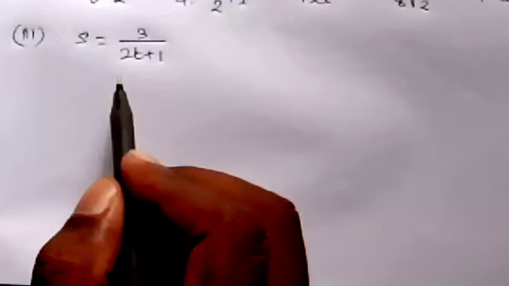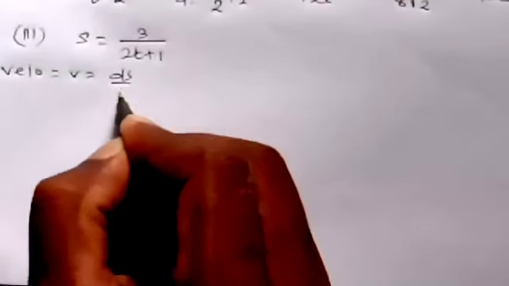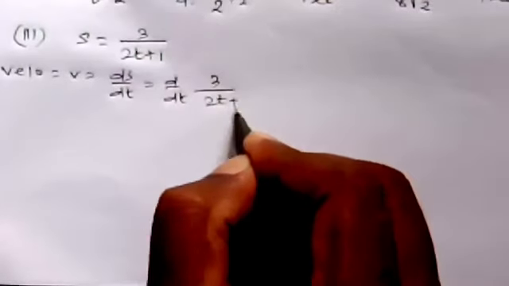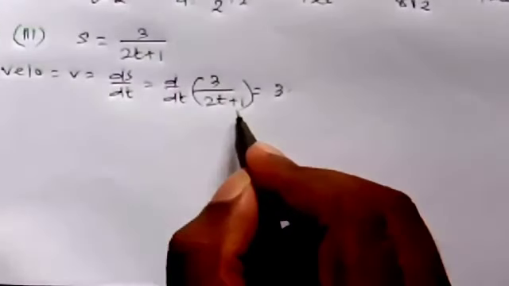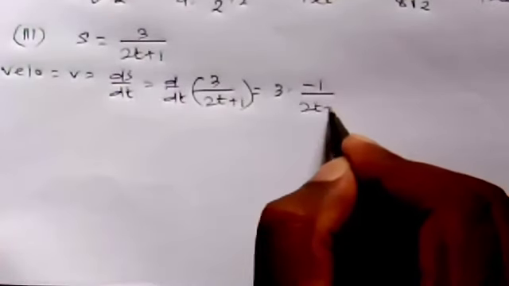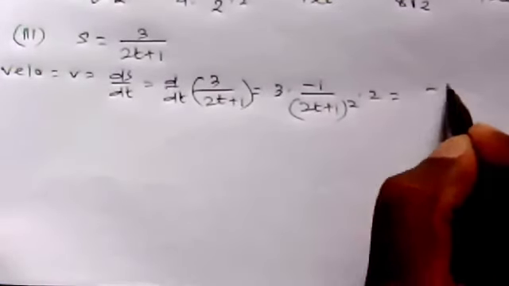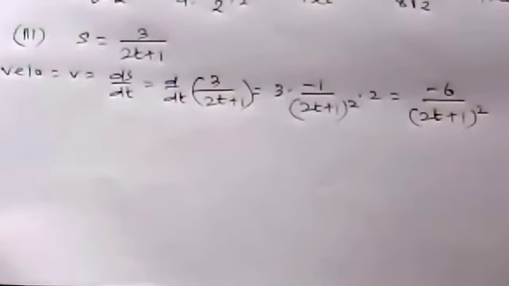And next question, S is given 3/(2t+1), and velocity v is equal to ds/dt. This is d/dt of 3/(2t+1), and 3 is constant. Derivative of 1/(2t+1): the derivative of 1/x is -1/x², so this is -1 upon the square of (2t+1) into the derivative of 2t+1, which is 2, and this is -6 upon (2t+1) squared. So this is the velocity, -6/(2t+1)².